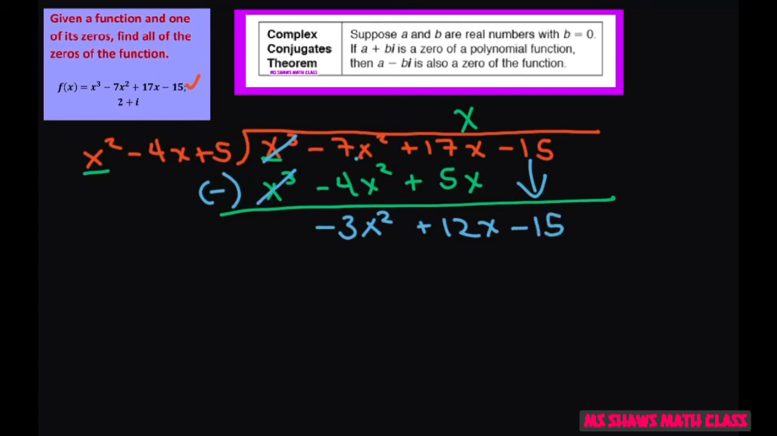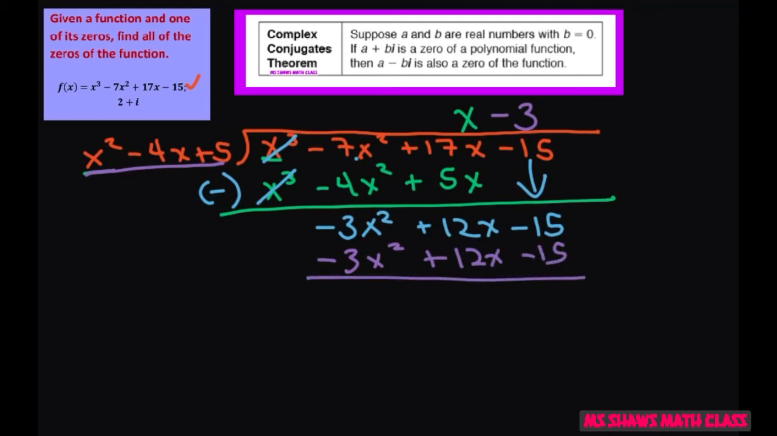All right, now that we've done that, we're going to repeat. So what times x squared gives me -3x squared, and that's going to be -3. So multiply -3 times each of those terms. You get -3x squared plus 12x minus 15. Then you subtract, and you get 0.